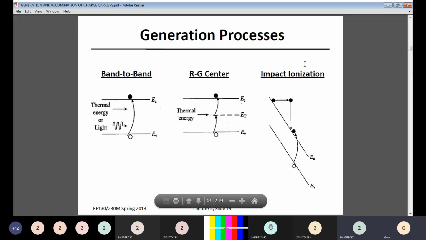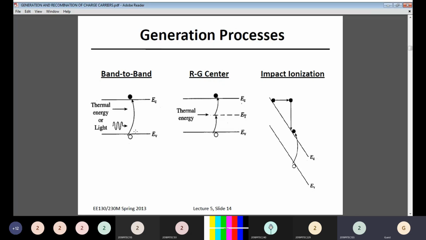This is the generation process. So we have two sets of bands: one is the valence band and the other is the conduction band. On applying thermal energy or light, the electrons from the lower band, that is the valence band, will move on to the higher energy band, that is nothing but the conduction band.